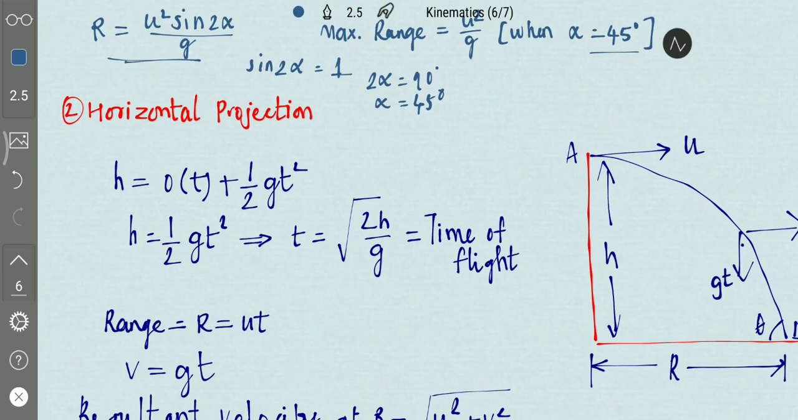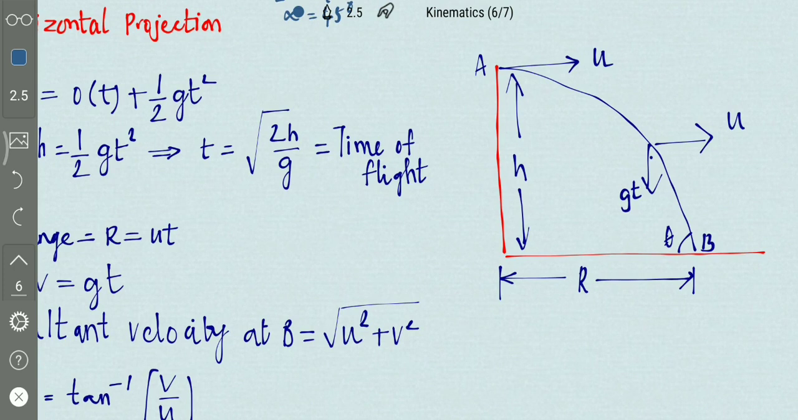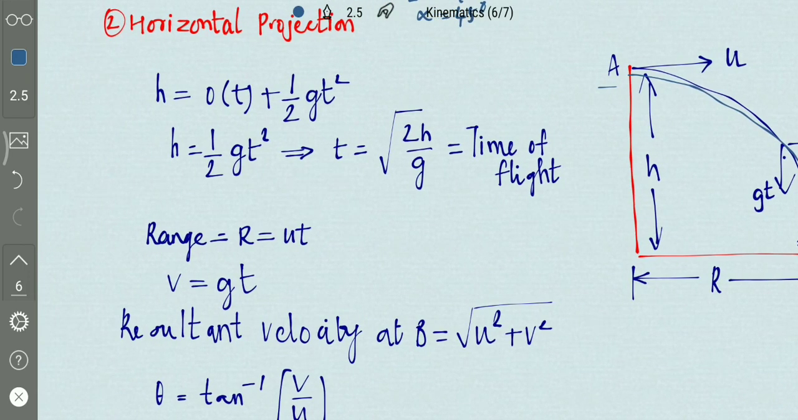So in horizontal projection, if a body is projected horizontally from a tower with height h, it travels in this path from A to B. So s is equal to ut plus half at square.